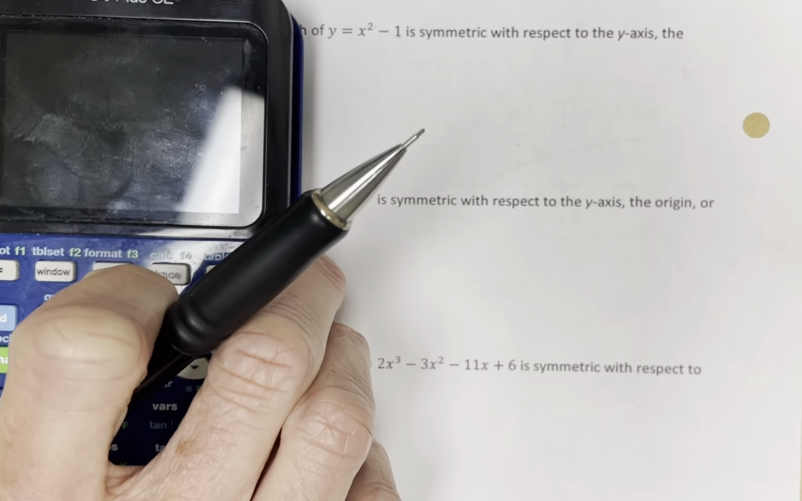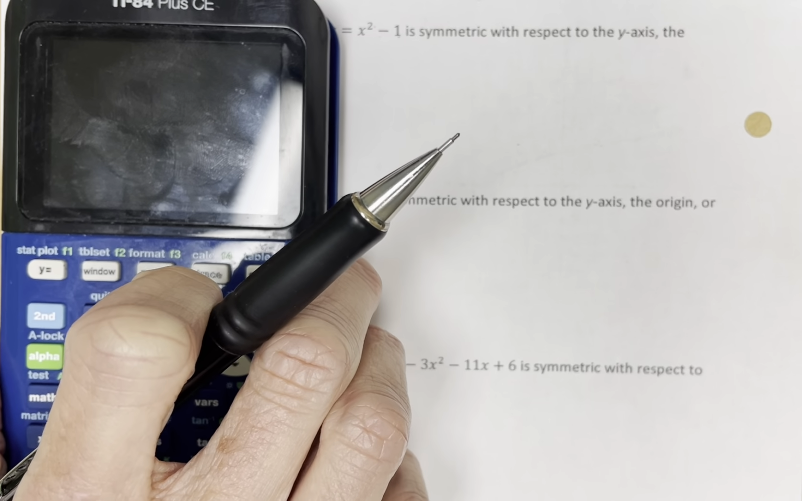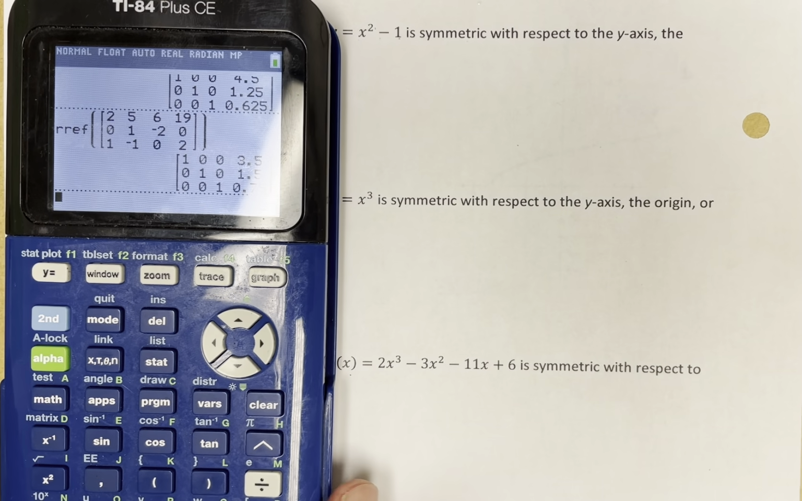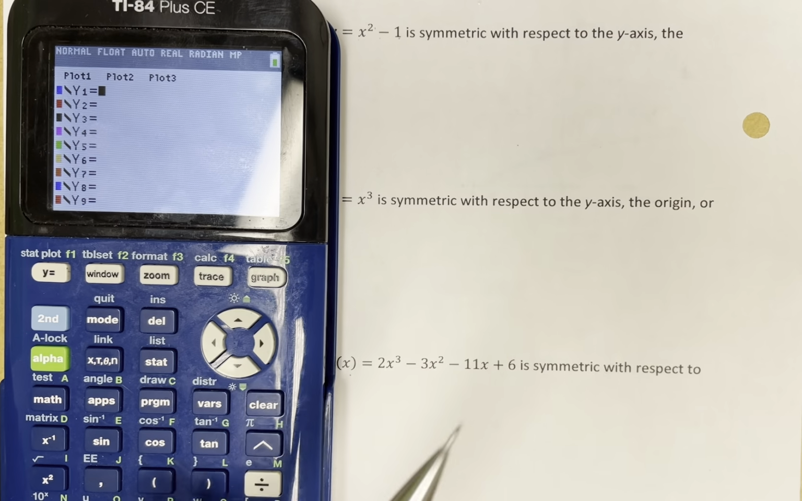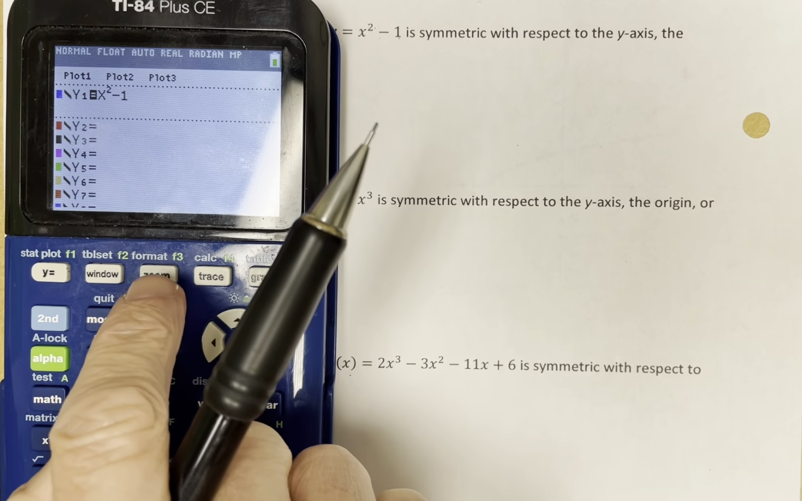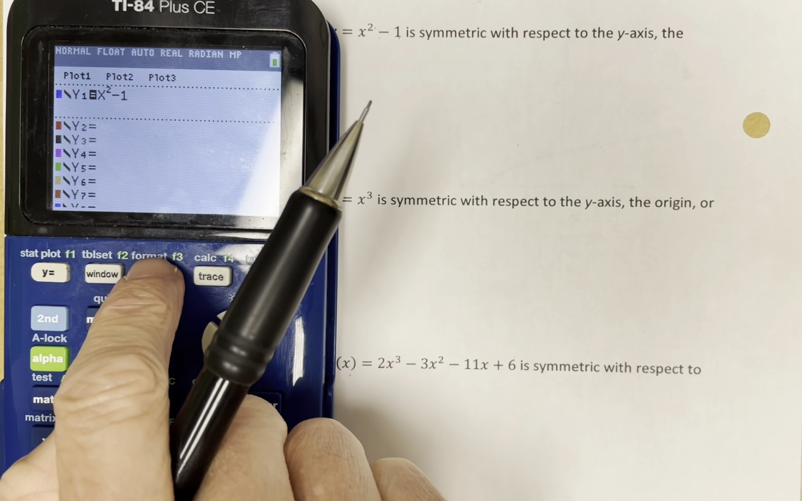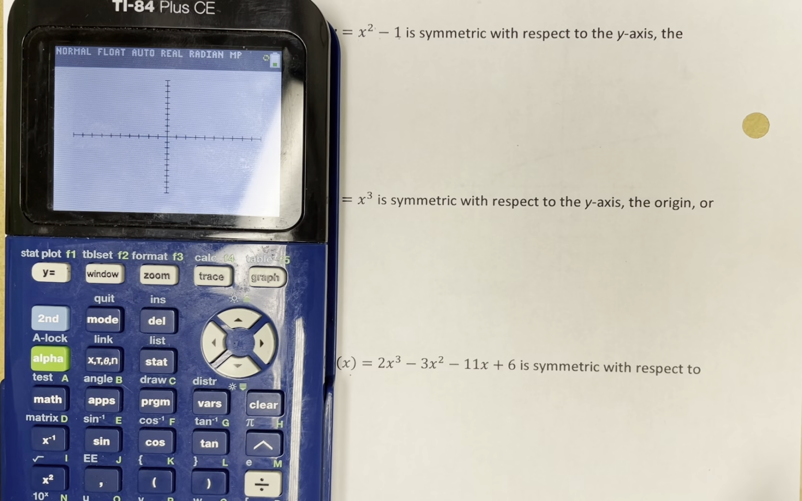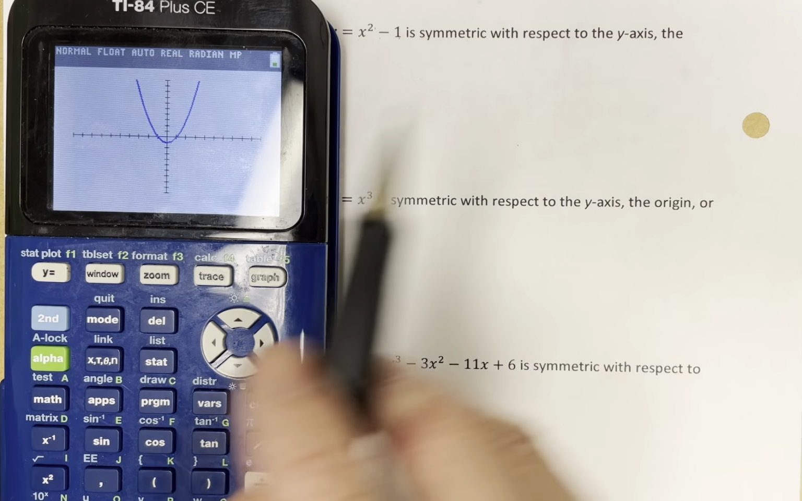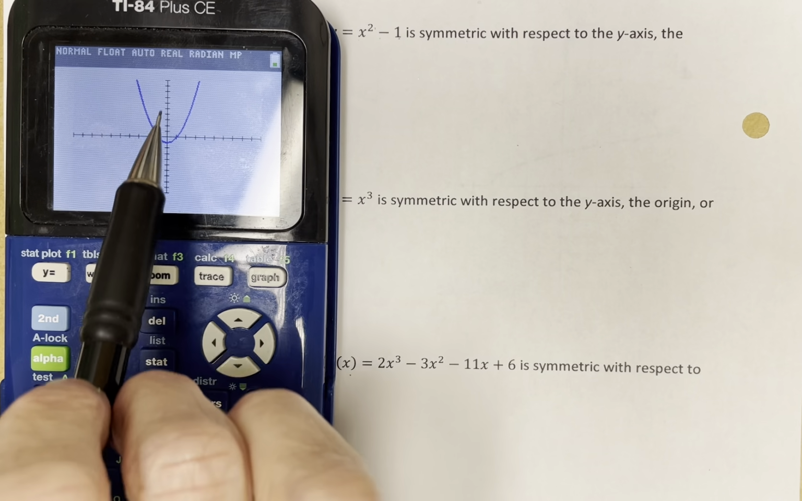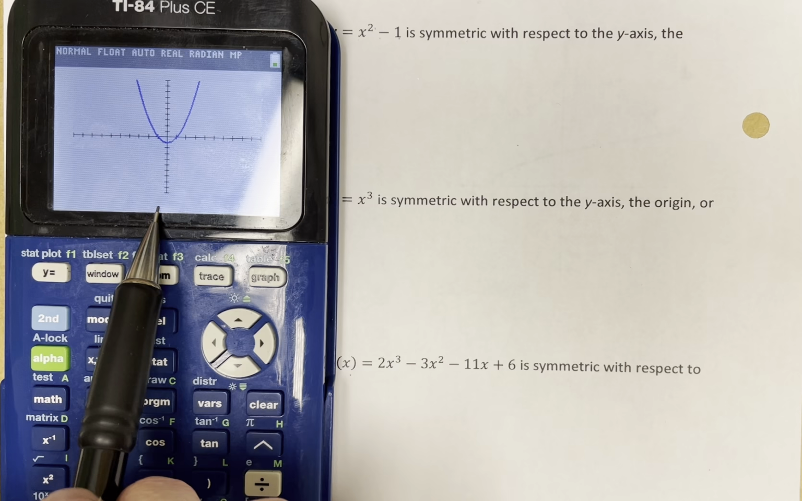Y equals x squared minus 1. I'll take out my graphing device and turn it on. I'll go into y equals, and I'll put in y equals x squared minus 1. I think I'm in the standard window, but I'm going to zoom to standard to make sure. And here's my graph. With y-axis symmetry, the y-axis is the line of reflection.